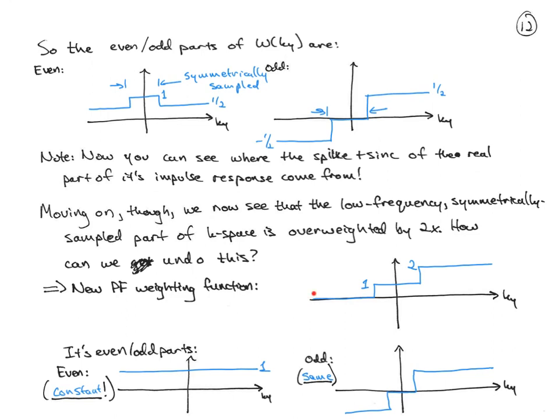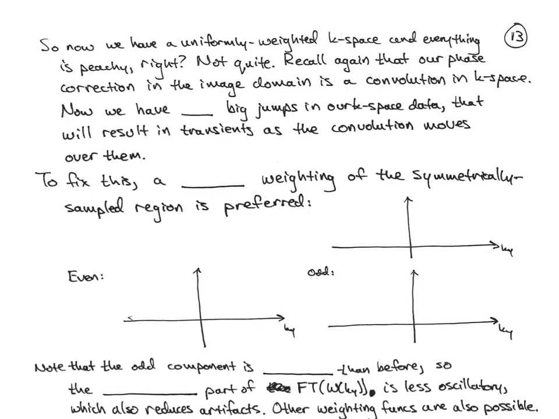And by applying this weighting function in k-space, we have effectively multiplied our k-space data by all ones. That is, we've sort of magically, implicitly made up all the data on the other side of k-space for the part of the image domain signal that we care about, which is the real part. Okay, so now we have a uniformly weighted k-space and everything is peachy, right?